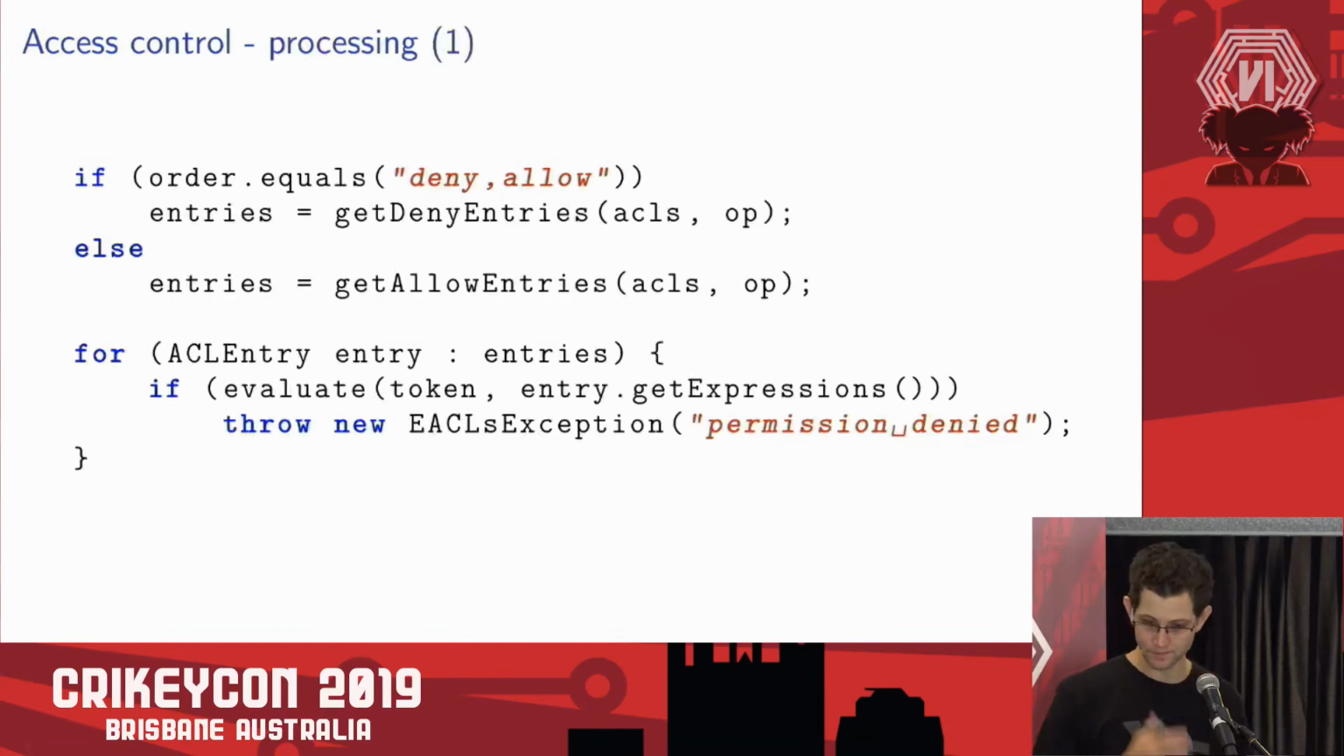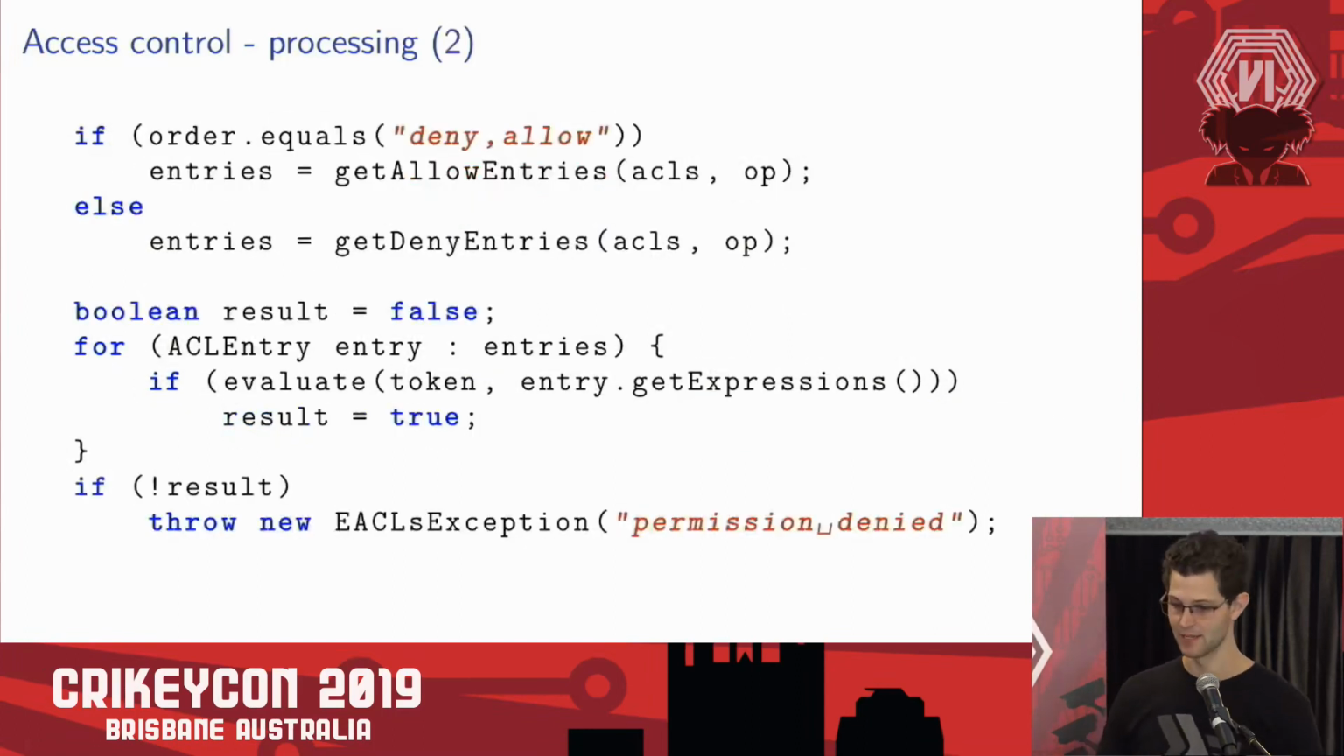Here's some code for processing the access control list. It's simplified, but this is the basic idea. If the order is deny allow, we're going to grab the deny entries, we're going to run over those entries, and if any of those entries match the user's authentication token, we're going to throw an exception saying permission denied. If the order was not deny allow, so if it's allow deny, then we do that for the allow entries. And by now, some of you have probably seen the bug already.